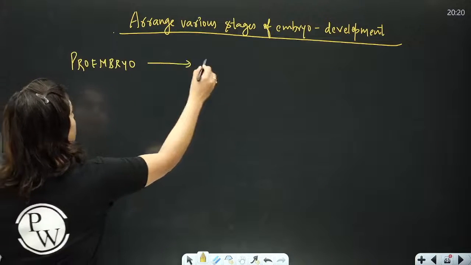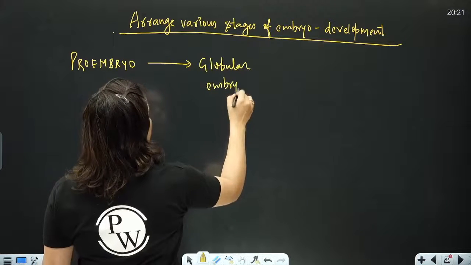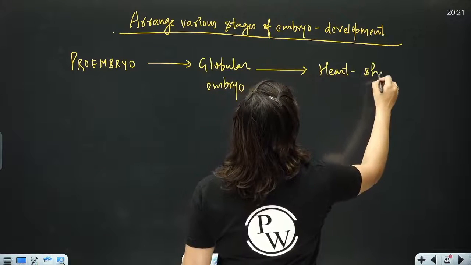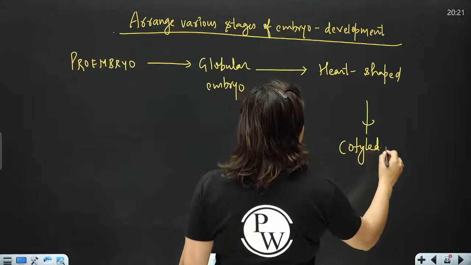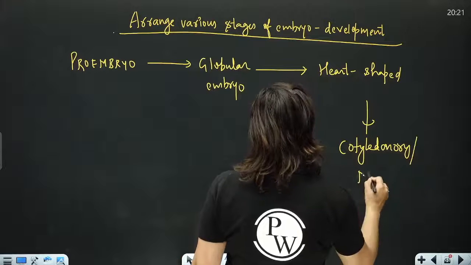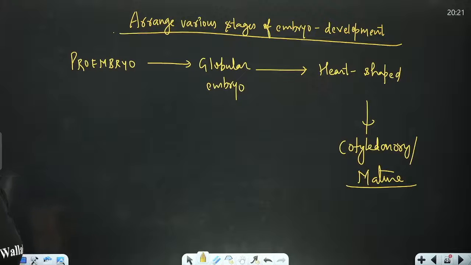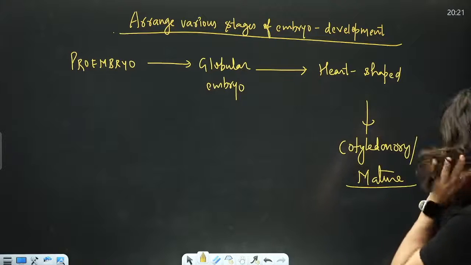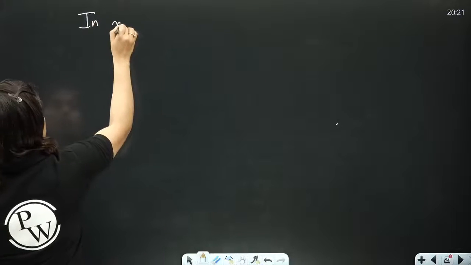After proembryo comes the globular embryo. After globular embryo comes the heart-shaped embryo. And then ultimately the cotyledonary or the mature embryo. So these are the stages which generally come in arrangement. Okay. So these are the various stages in the development of embryo. Is it clear? Okay. Now everything in monocots also happens as in dicots.